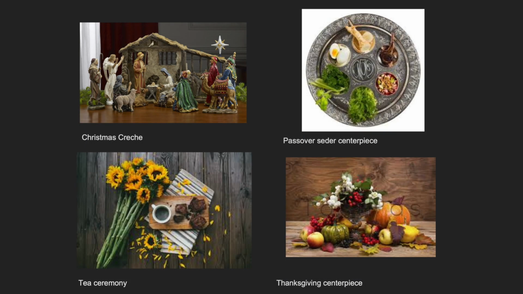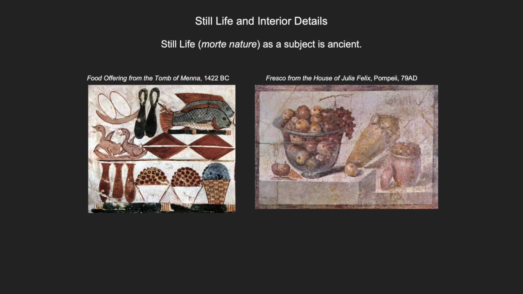You know, there are still lifes everywhere. A Christmas creche is a still life. A Passover Seder centerpiece, that's a still life. The tea ceremony is a wonderful still life. And a Thanksgiving centerpiece, that's still life almost in every home in the country. If you were a painter and wanted to make your living just painting architecture and interiors, you would have to almost wait till the 17th century to be able to earn a living.